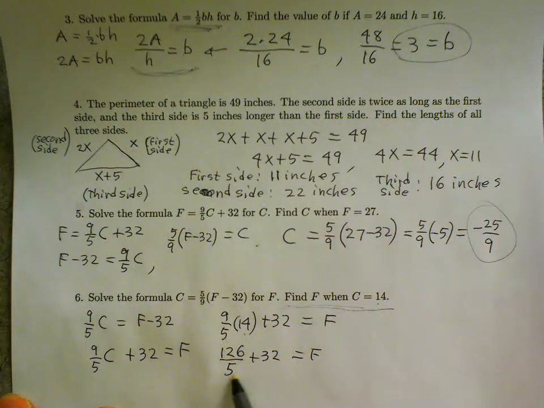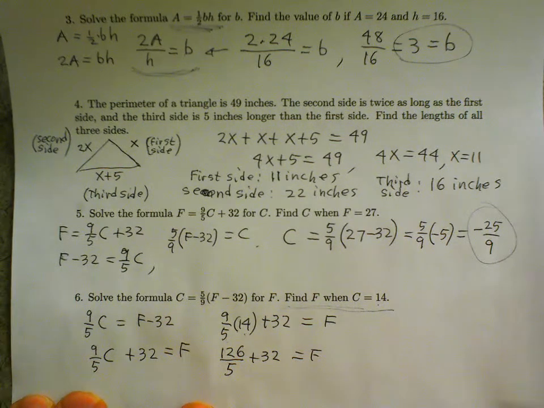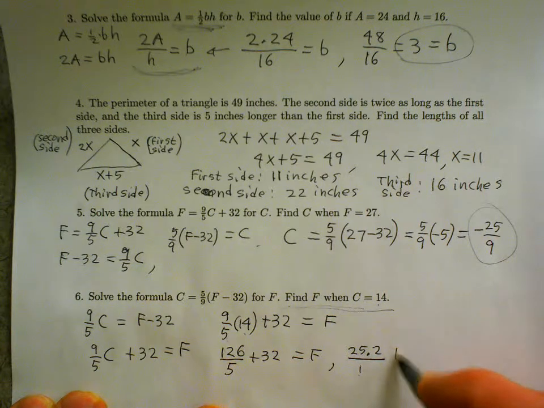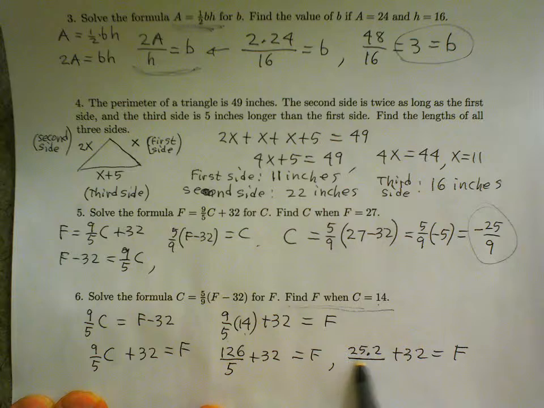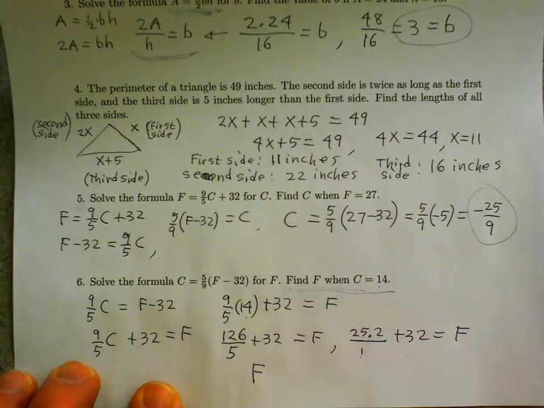And 126 divided by 5 is 25.2. So 25.2 plus 32 equals F. And then when we add those numbers, we get 57.2. So the value of F is 57.2.